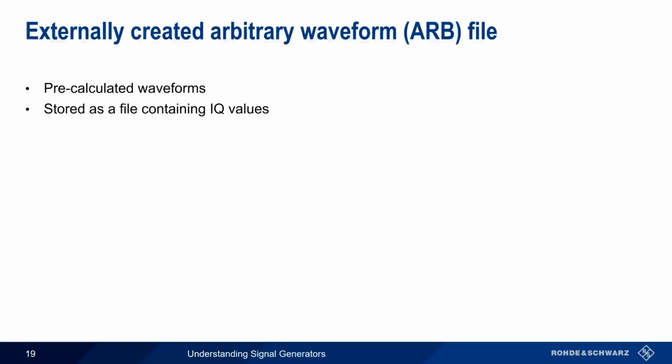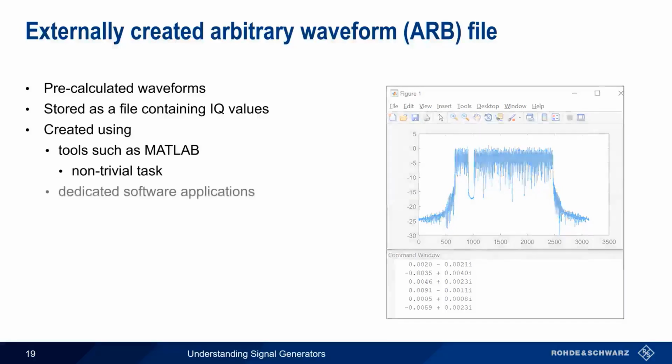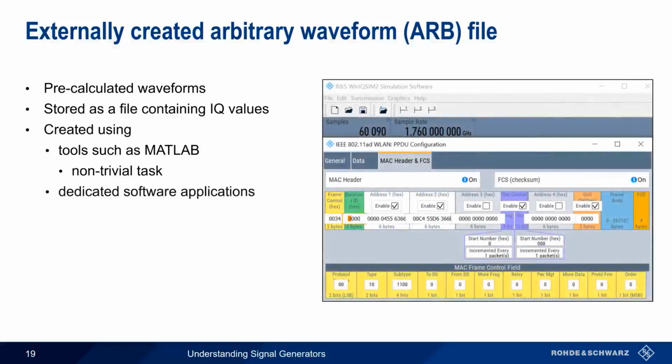Arbitrary waveform files can be created in two main ways. The first is using tools such as MATLAB to generate the IQ values. This is usually a very time and labor-intensive, non-trivial task, and requires expert knowledge of things such as signal processing theory and the specific modulation type. A more common method for creating ARB files externally is special software applications, often provided by the instrument manufacturer, with a GUI-based interface for specifying the parameters of a given modulation type.